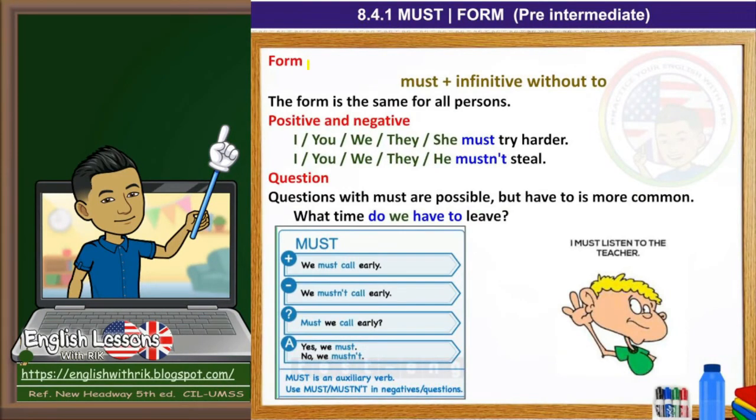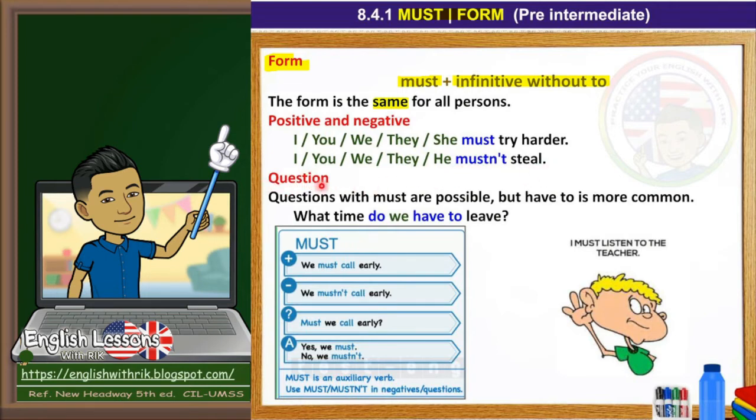Must. Form. We use must or mustn't plus the infinitive without to. The form is the same for all persons. Positive and negative. I must try harder. She must try harder. You mustn't steal. He mustn't steal.